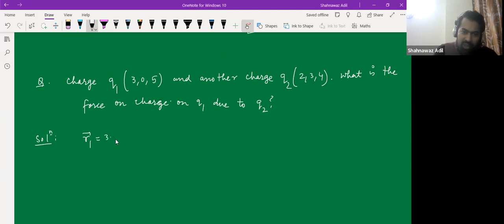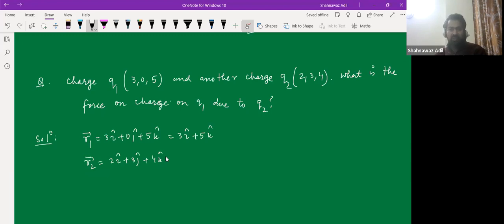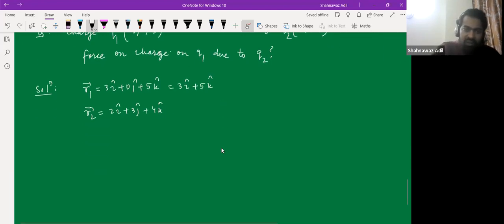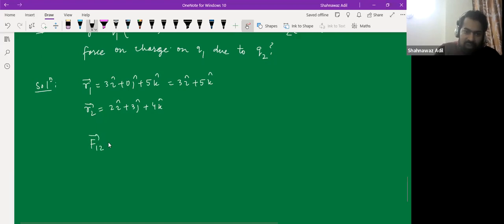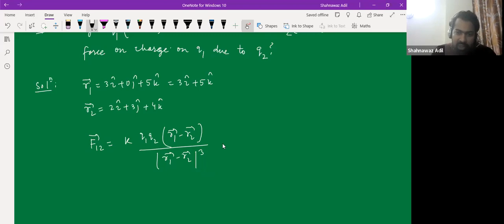Yeah. So this would be 3i plus 0j plus 5k. This is how we write. So this would be 3i plus 5k. And similarly, if we write R2, this would be 2i plus 3j plus 4k. Yes, sir, this is how we write the position vector, right? And now we have to calculate F12. This we know is Q1, Q2, R1 minus R2 divided by the magnitude of R1 minus R2, the whole cube.